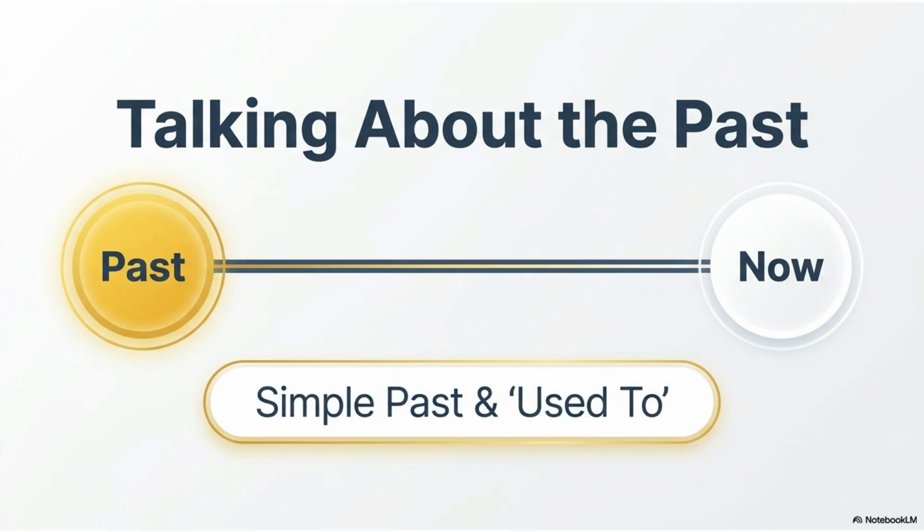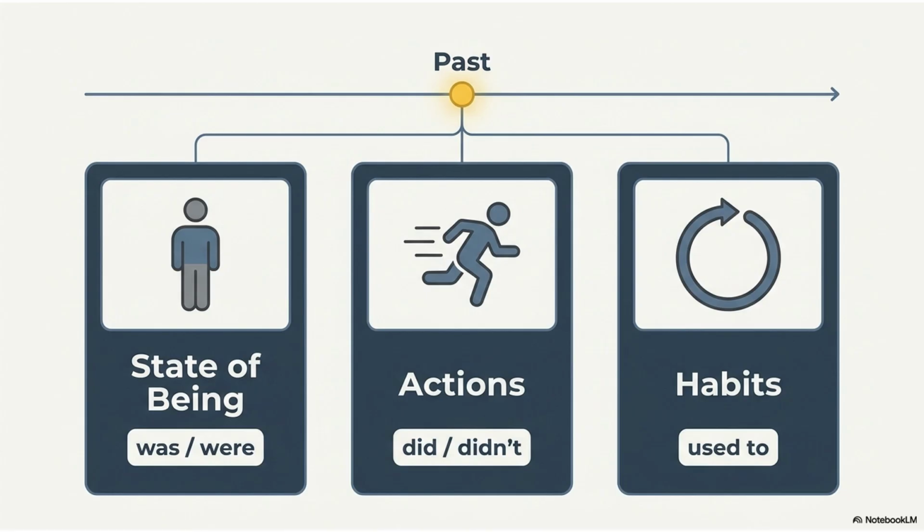So talking about the past, right? We're going to review the simple past, a tense that you know, and used to. This is the new tense, okay? Not all of you, but many of you are going to see this for the first time tonight. So when we're talking about the past, we can talk about a state of being using was or were. We can talk about actions using did or didn't, or we can talk about habits using used to.